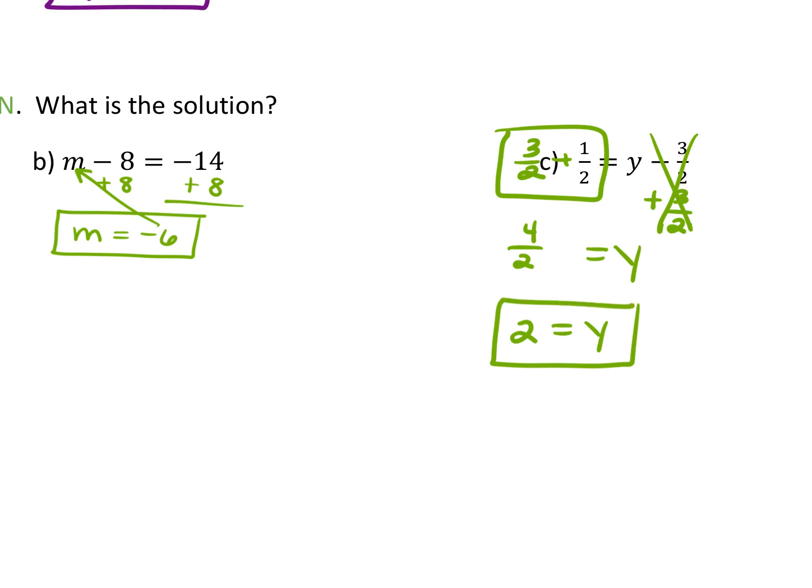Katie, I think this is what you were talking about. Is it okay to write it like that? You can absolutely write it like that. If you like it better like this, you may turn it around too. But 2 equals y is the same as y equals 2. Good on that?